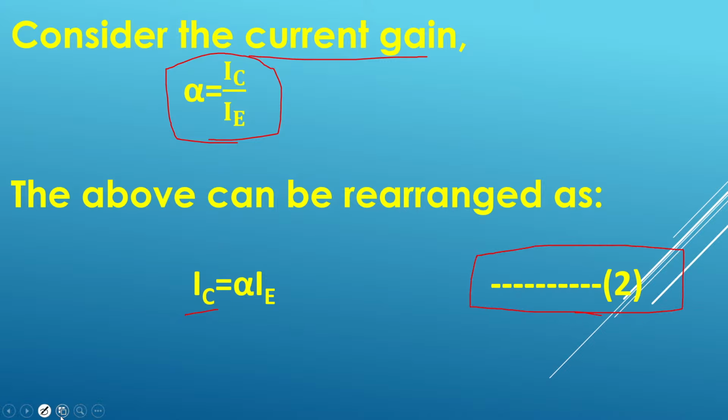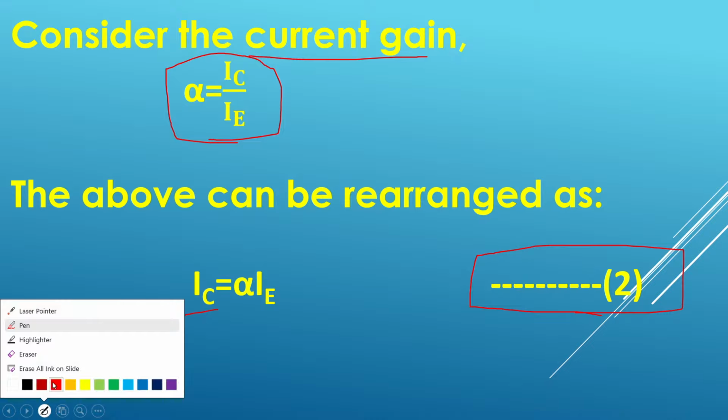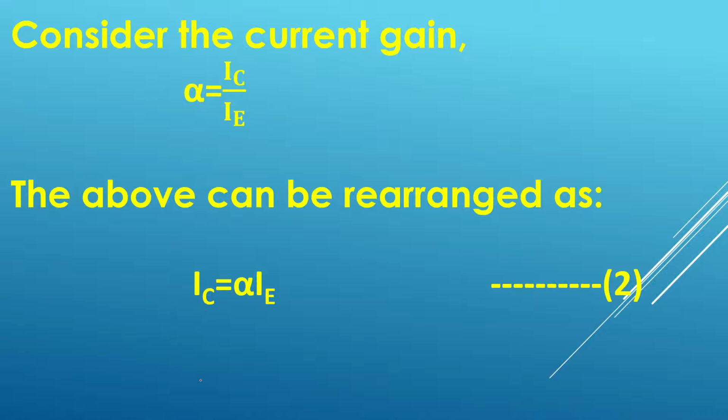I hope you people are writing it down in your notes, because this simplification, this derivation, the relationship between alpha, beta and gamma, I have written everything step by step, so it will be useful to you. When compared to the textbook, more steps are available in what I have done. So alpha equal to IC by IE, you can rearrange, and you will get IC is equal to alpha into IE.